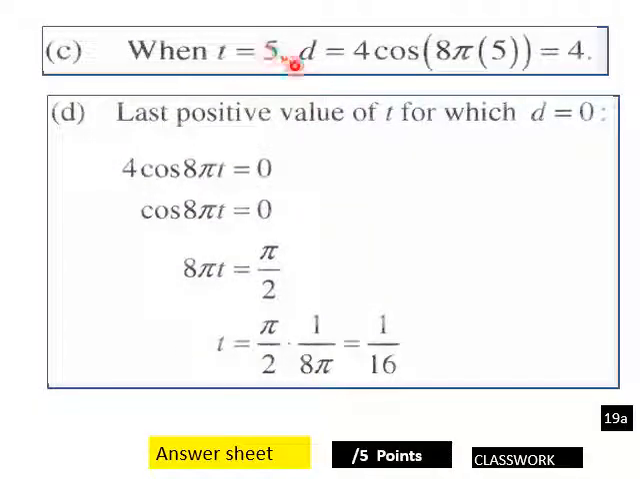And then c, t equals 5. d would equal 4 cosine of 8 pi times 5, which would equal 4. And then d, the least positive value of t for which d equals 0, we plug in our values to find that, and we get down to 1 over 16 for that.